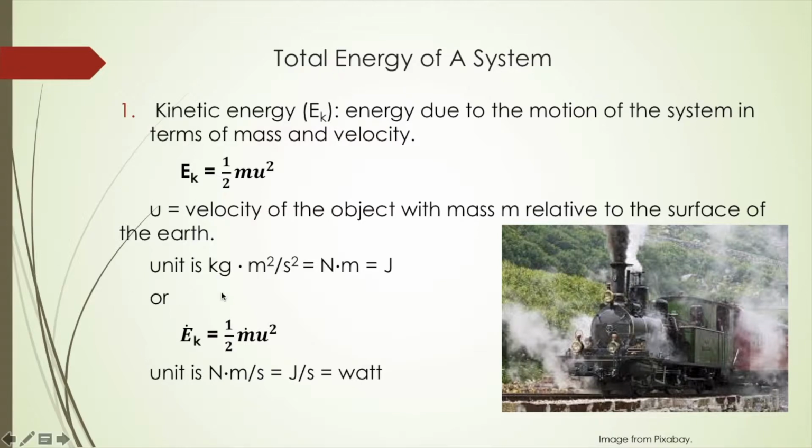Then we get the unit for kinetic energy as kilogram meter squared per second squared. That is also equal to Newton meter. That is joule. Joule is the SI unit for energy. We can also replace mass with mass flow rate. Remember, mass flow rate is the change in mass per unit time. Then using mass flow rate to describe kinetic energy, we have units of joule per second. That is watt.